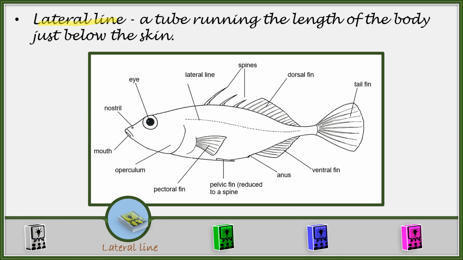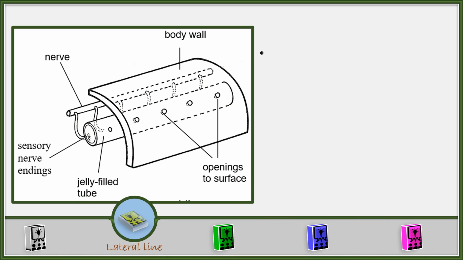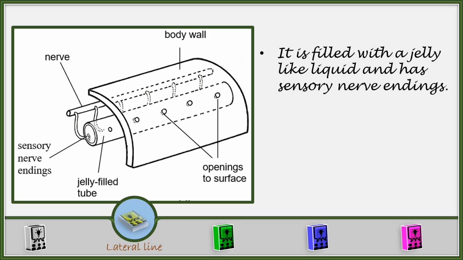Lateral line. The lateral line is these dots that we are seeing here moving along the length of the body. The lateral line is a tube which is running the length of the body and it is just below the skin. That is the lateral line.